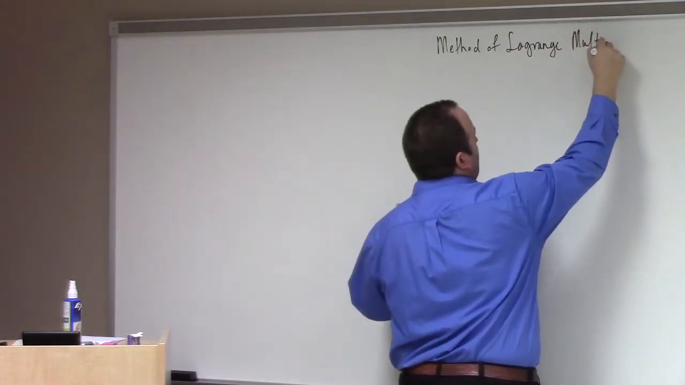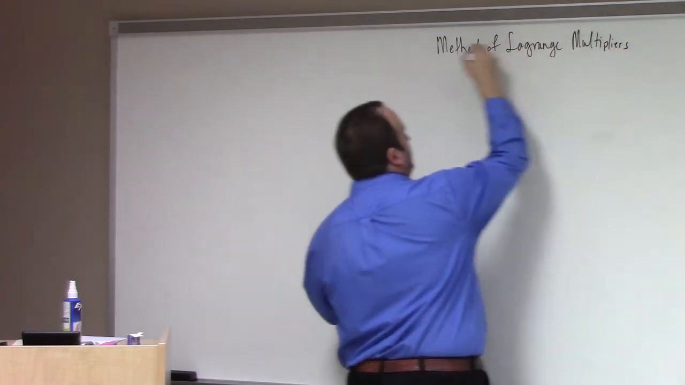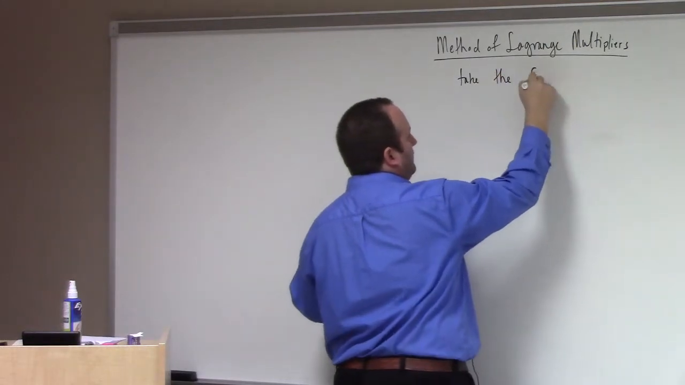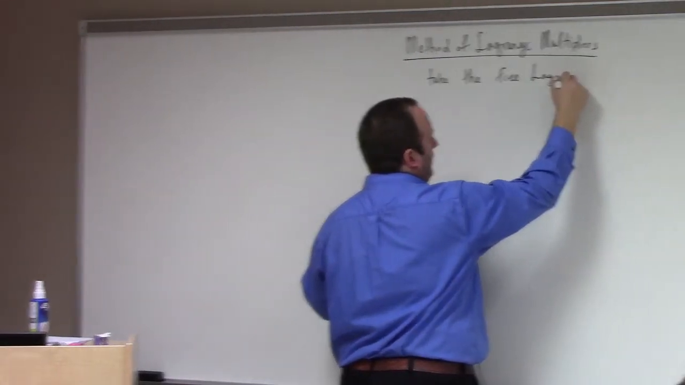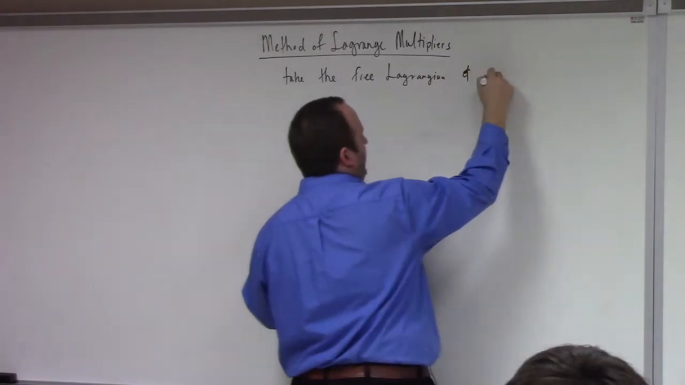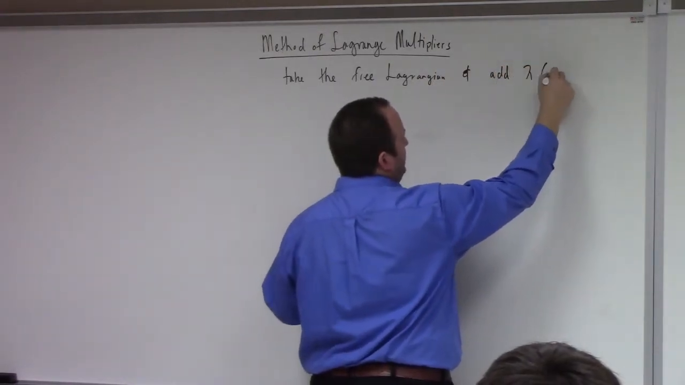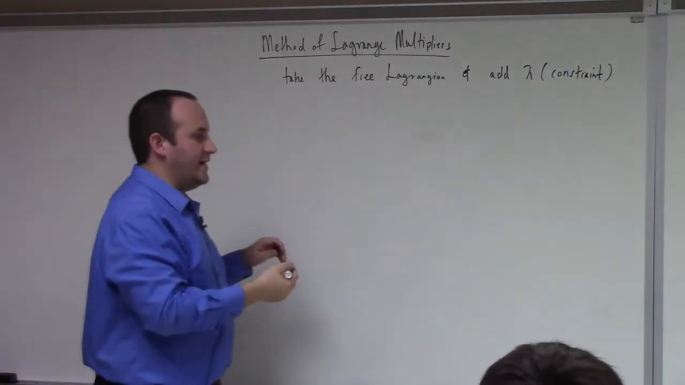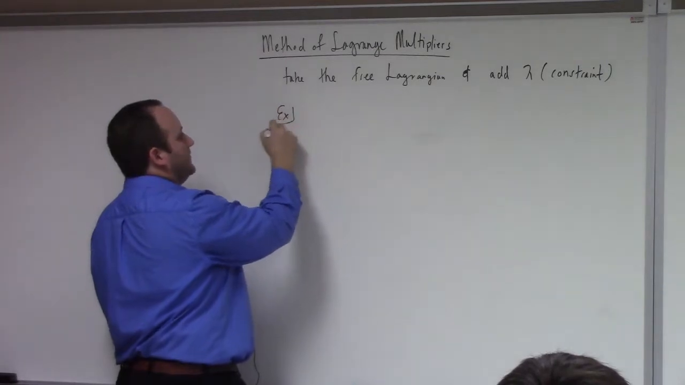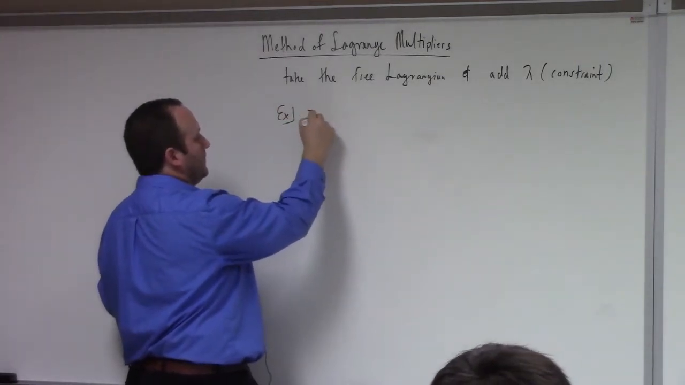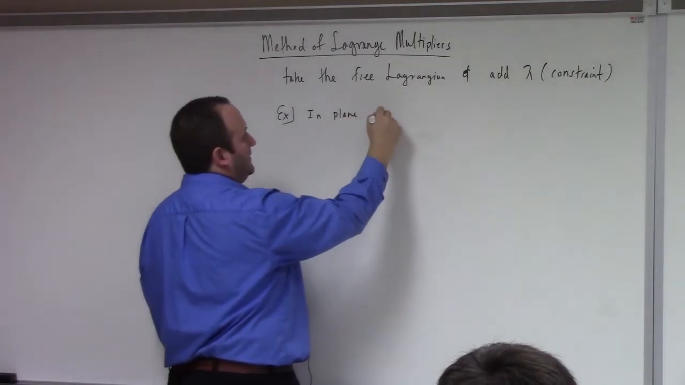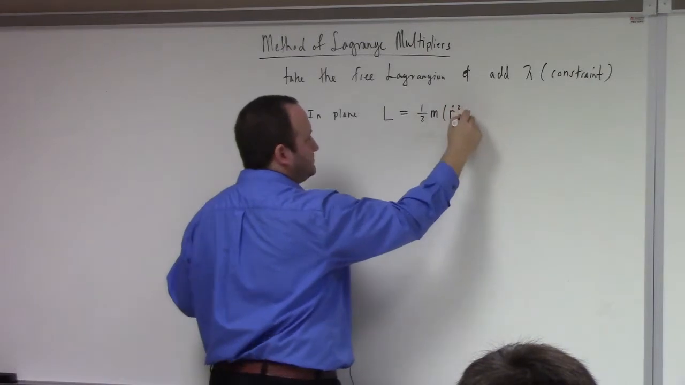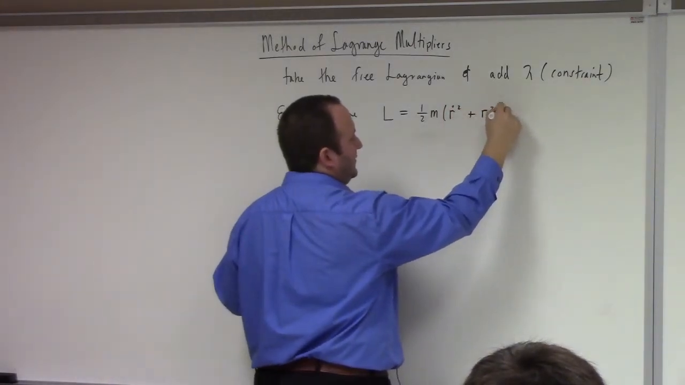So the idea of the method of Lagrange multipliers is basically you take the free Lagrangian and you add lambda times the constraint. And so let me show you an example of this. So in the plane, the free Lagrangian would be 1/2 m (r dot squared plus r squared theta dot squared) in polar coordinates, right?